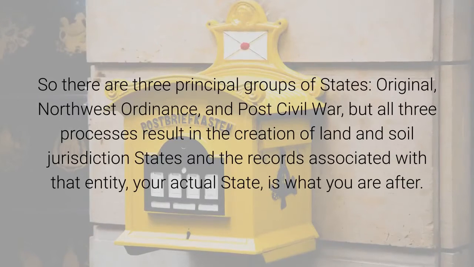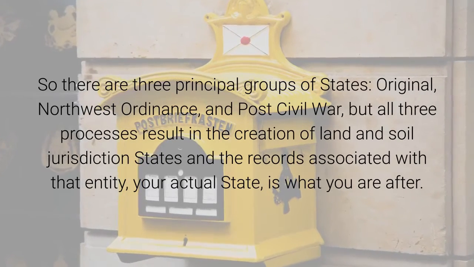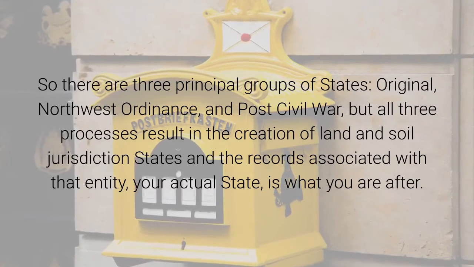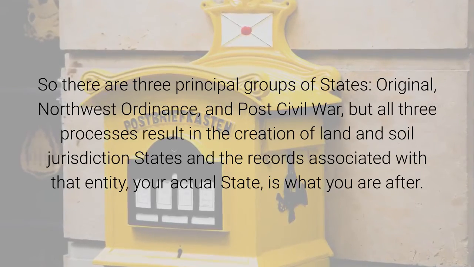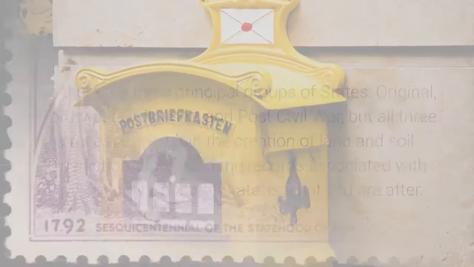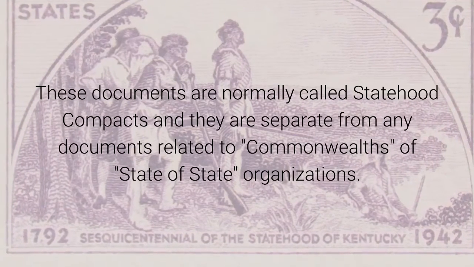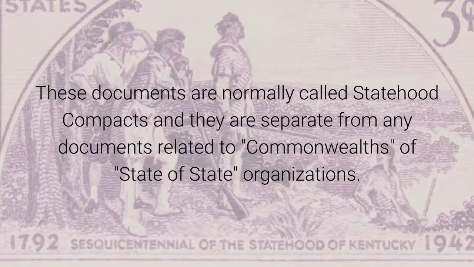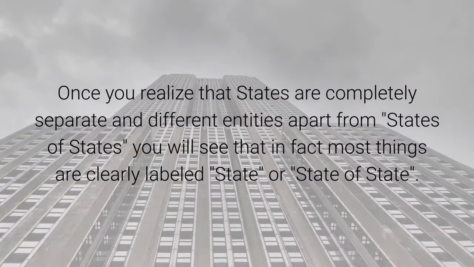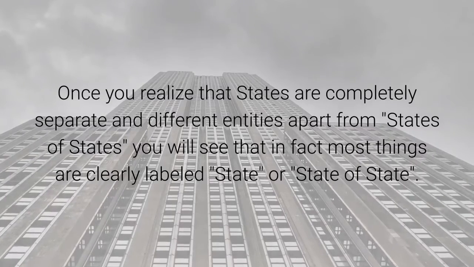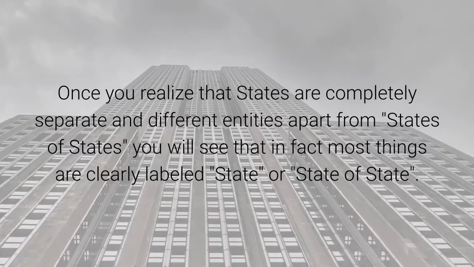So there are three principal groups of states: original, Northwest Ordinance, and post-Civil War, but all three processes result in the creation of land and soil jurisdiction states, and the records associated with that entity, your actual state, is what you are after. These documents are normally called statehood compacts, and they are separate from any documents related to commonwealths of state organizations. Once you realize that states are completely separate and different entities apart from states of states, you will see that in fact most things are clearly labeled state or state of state.